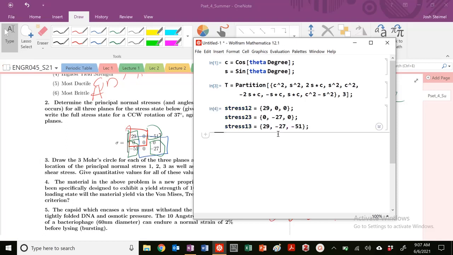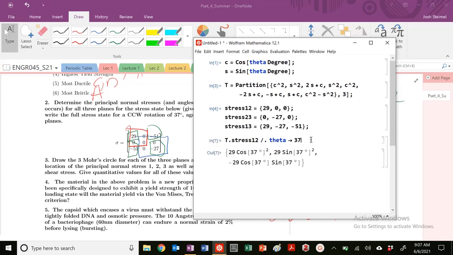So if I want to get the stress state of my 1, 2 plane rotated 37 degrees counterclockwise, which is positive, I use T dot stress 1, 2 /. theta goes to 37, and then enter, and voila, there we go. So that would be my stress state. And I can do the exact same thing for the stress 2, 3 plane.